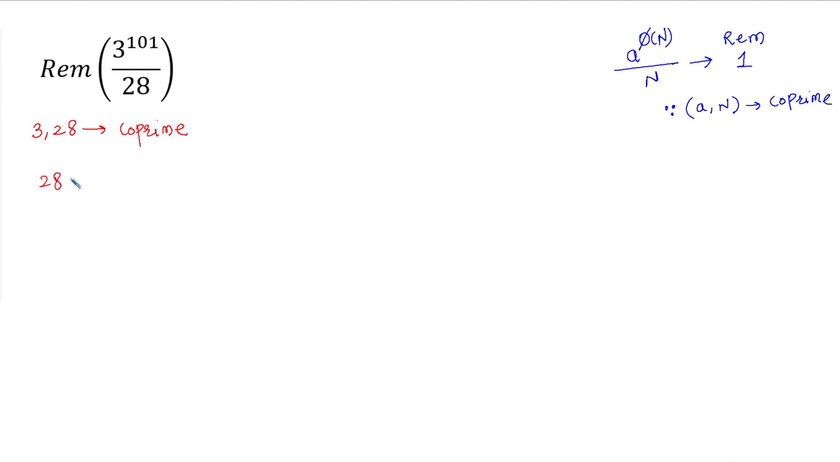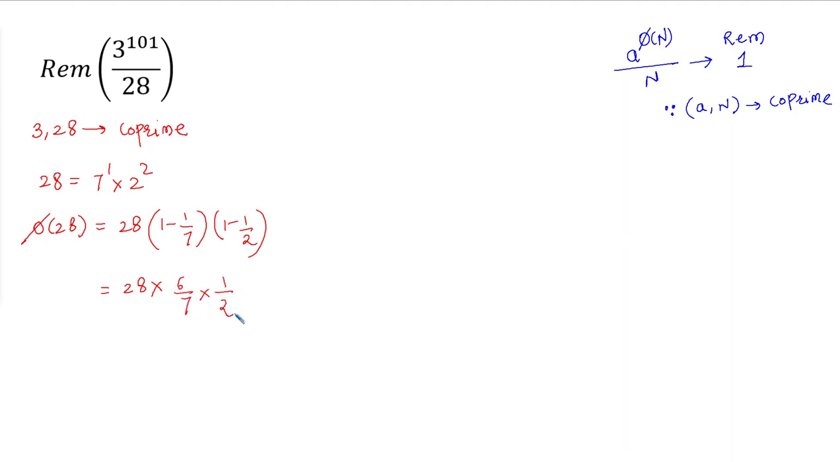So the prime factorization of 28 is how much? 7 to the power 1 into 2 square. Okay, so the Euler of 28 is equal to how much? 28 into 1 minus 1 by 7, into 1 minus 1 by 2. So 28 into 6 by 7 into 1 by 2. So this is going to be how much? This is going to be 12. Okay everyone, so Euler of 28 is 12.